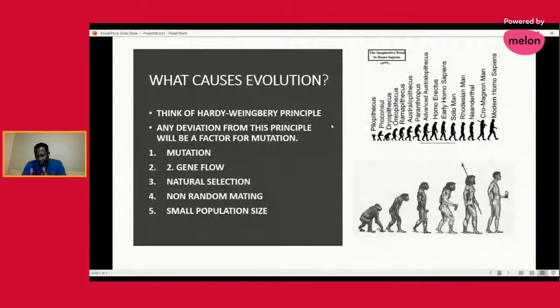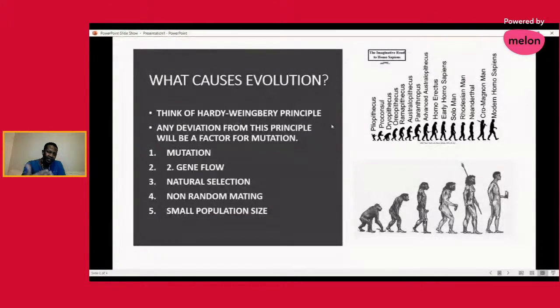Any deviation from those principles would definitely be a potential factor to instigate evolution. So one of those factors is mutation. Mutation is the change in the gene sequence or the DNA sequence. That is what mutation is all about. The second factor is gene flow, which is the exchange of genetic material among individual populations. Then natural selection, non-random mating, and small population size.